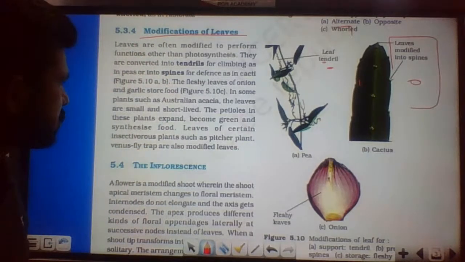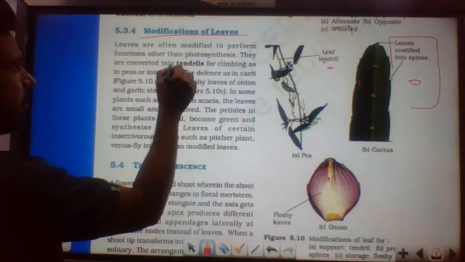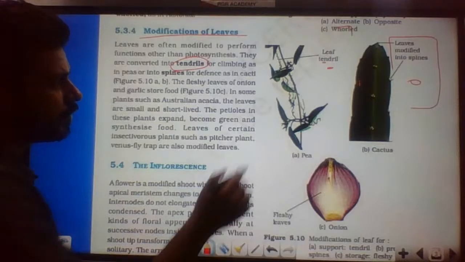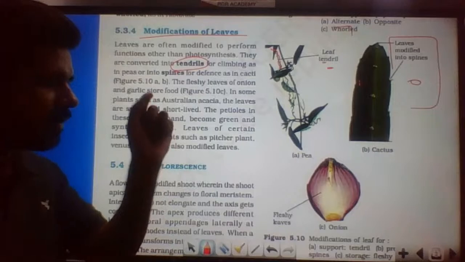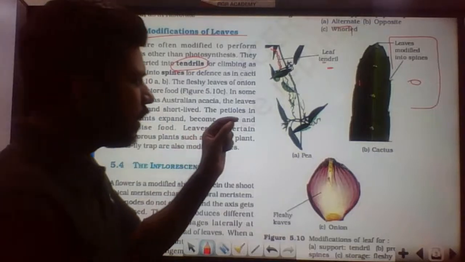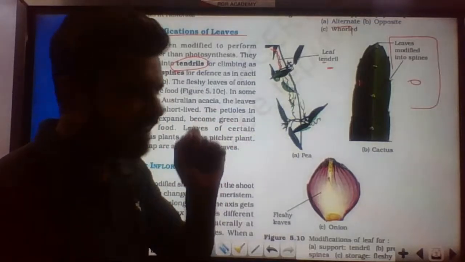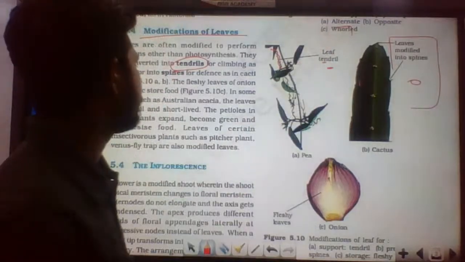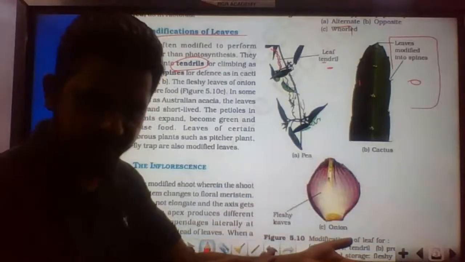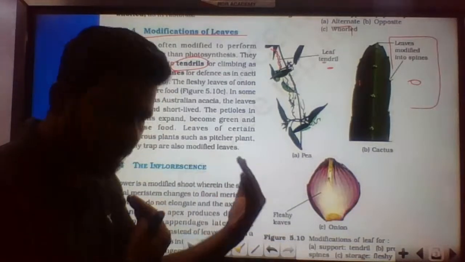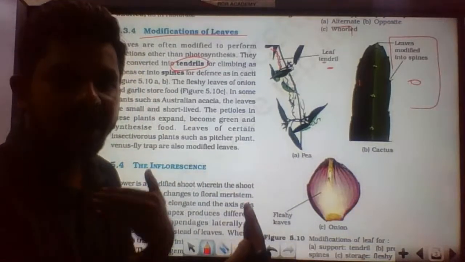The first modification is tendrils. If you look here, these are all the leaf tendrils, small spiral-like structures. There are two types of tendrils: stem tendrils and leaf tendrils. Sometimes we may get confused about which one is an example.